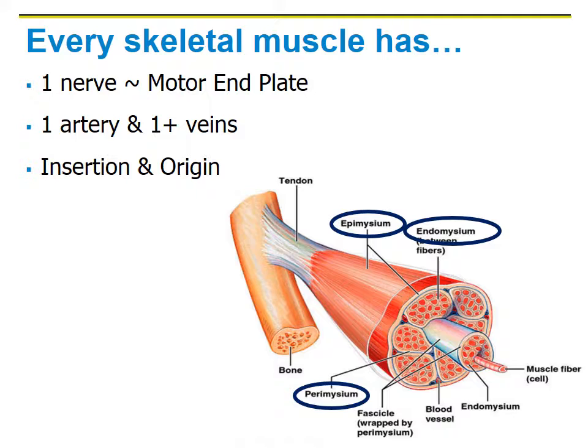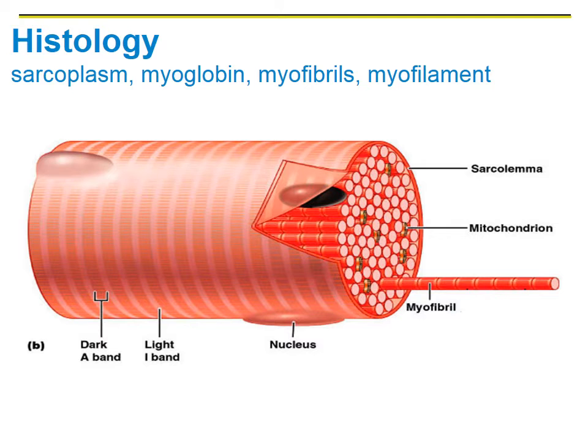Epimysium surrounds the entire organ. Perimysium surrounds the fascicle, and endomysium surrounds an individual cell. Microscopic anatomy is pictured here.